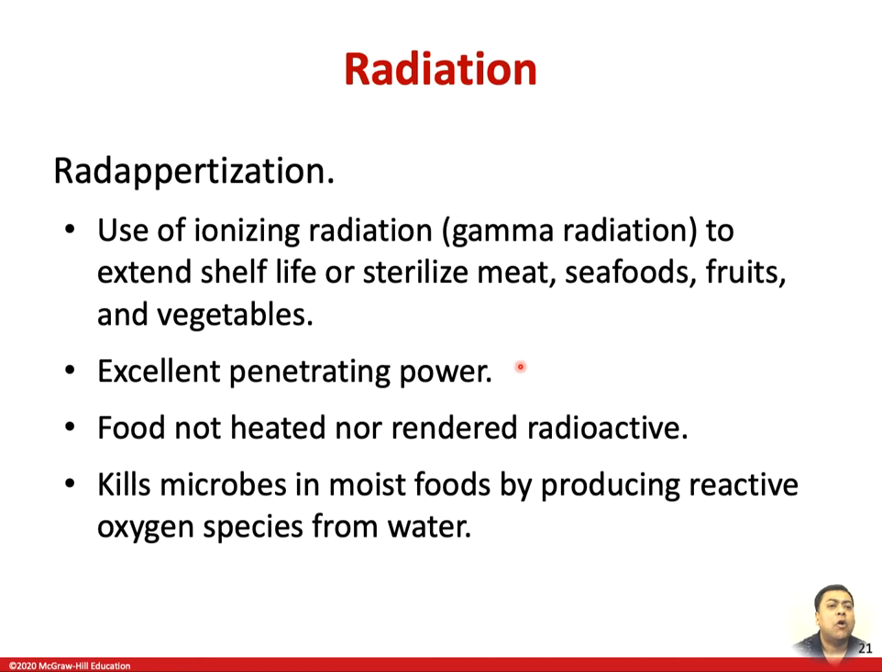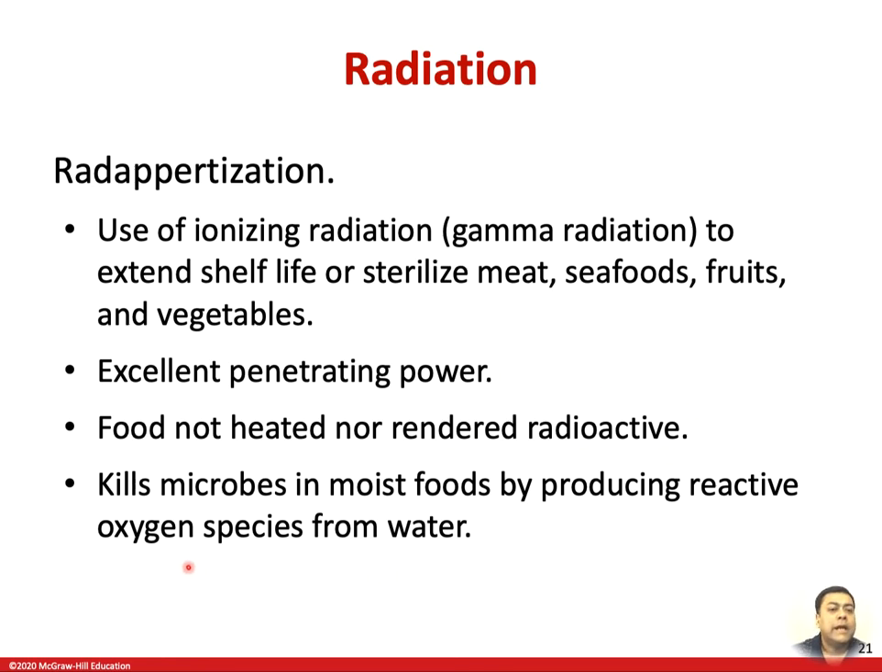Radiation is also known as radappertization, from Nicolas Appert, who started this process of food preservation by different methods, and uses ionizing radiation like gamma radiation from a source of either cobalt-60 or cesium-137. Ionizing radiation, gamma radiation, extends the shelf life of sterilized meat, seafood, fruits, and vegetables. Basically, it directly breaks the DNA, the genetic material, of the microbes. And it has excellent penetrating power. The food does not need to be heated nor rendered radioactive, which is a common myth, which is not true.